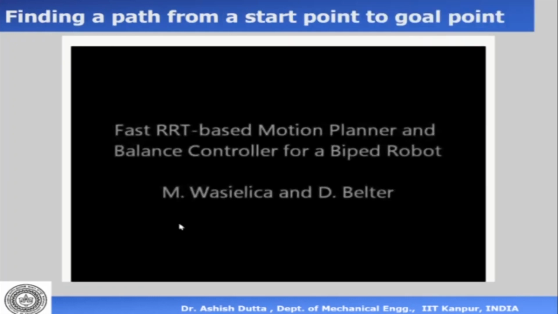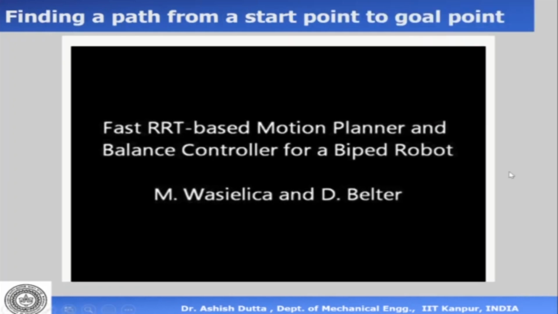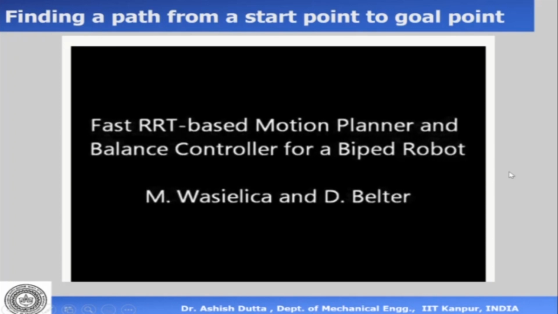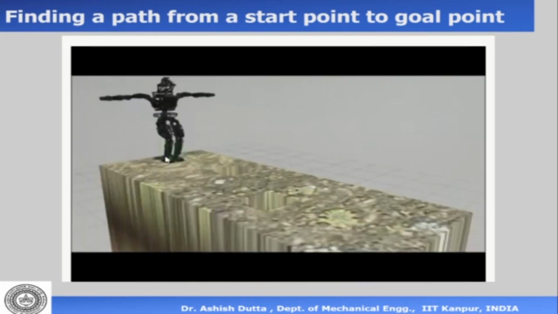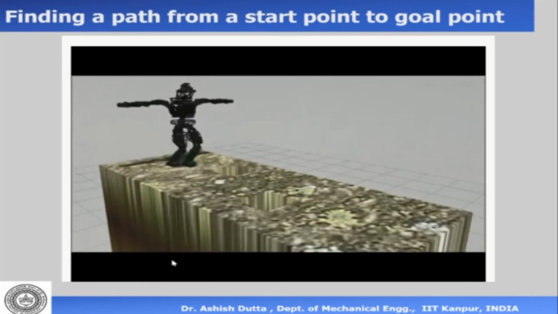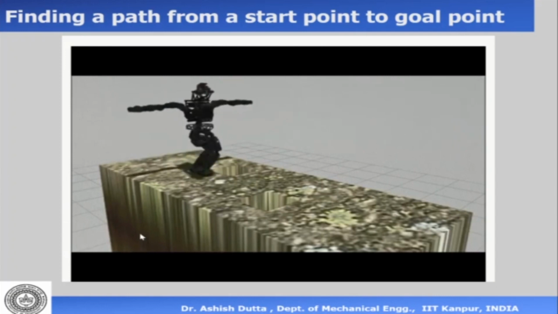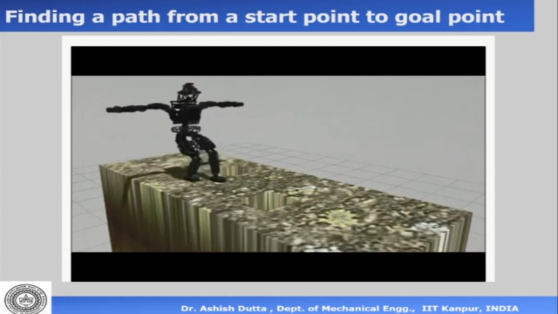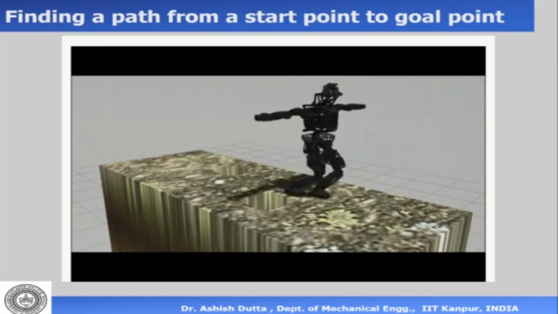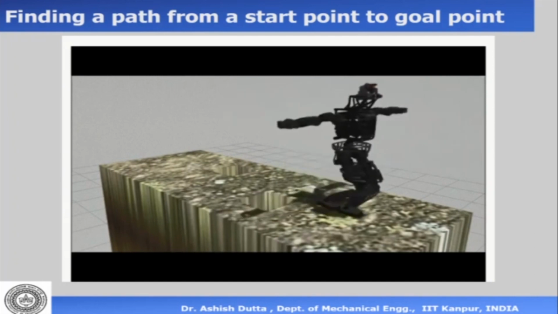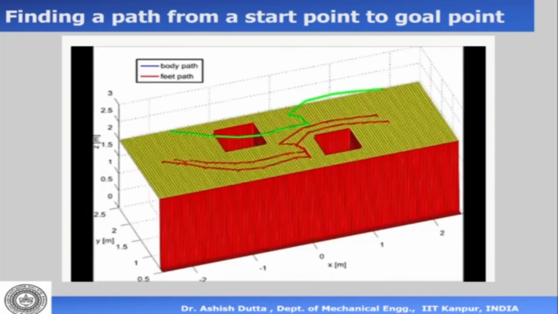Now finding a path from a start point to a goal point, let's have a look at this one for a biped robot. So this is a biped robot or a humanoid robot which has 2 legs, arms, body. Now the path of the feet is given on the ground here. Okay, so the path is given on the ground, and the robot is following the path on the ground, avoiding those holes. And as it is moving, it has to balance its body also by using the legs.